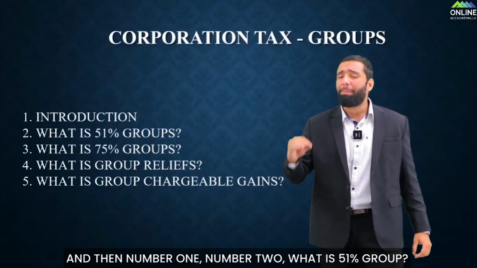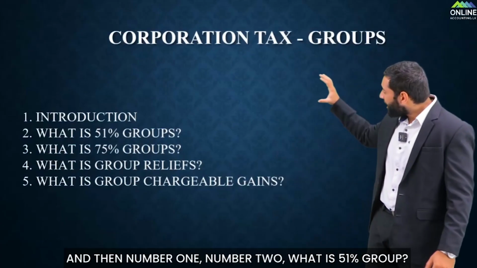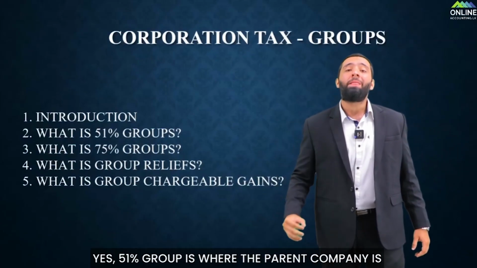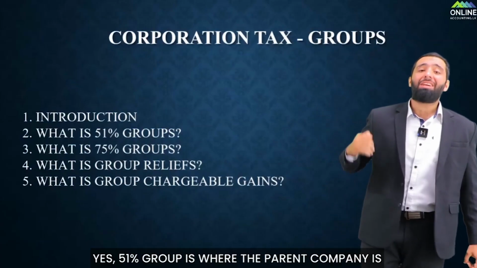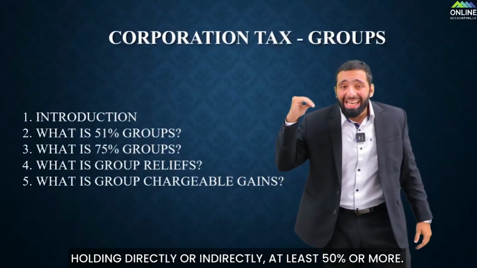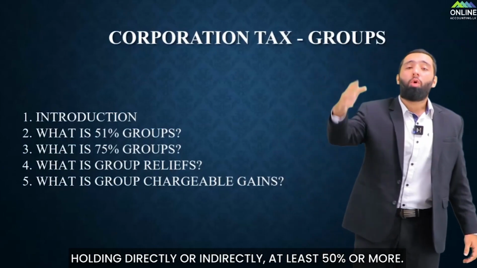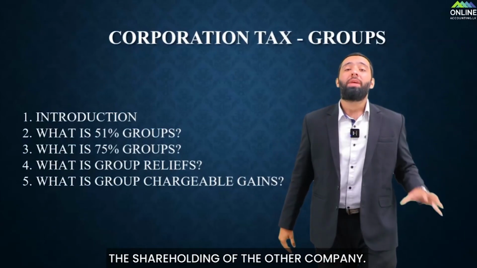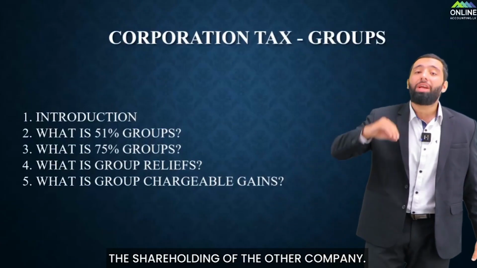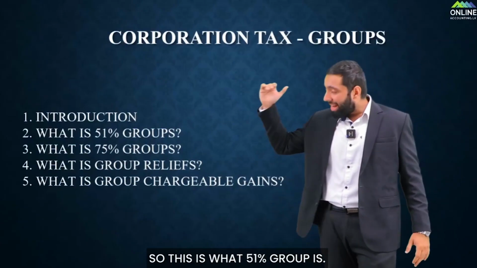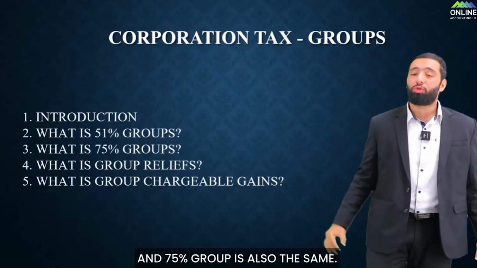And then number 2, what is a 51% group? A 51% group is where the parent company is holding, directly or indirectly, at least 51% or more of the shareholding of the other company. So this is what a 51% group is, and a 75% group is also the same.